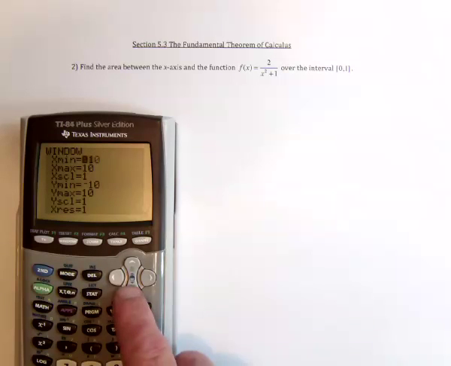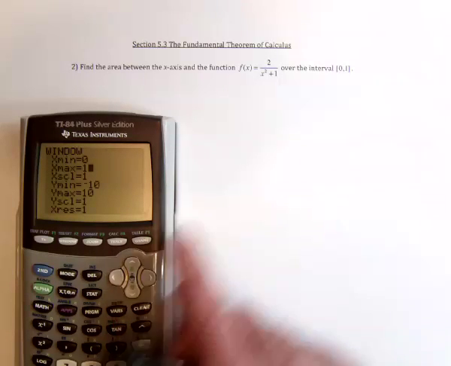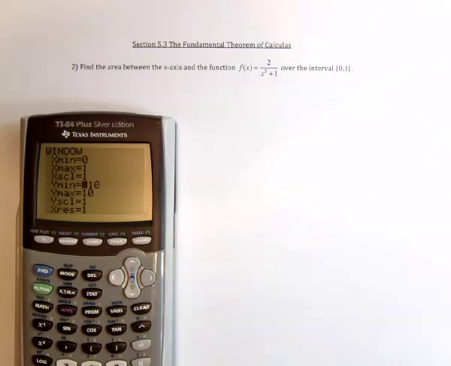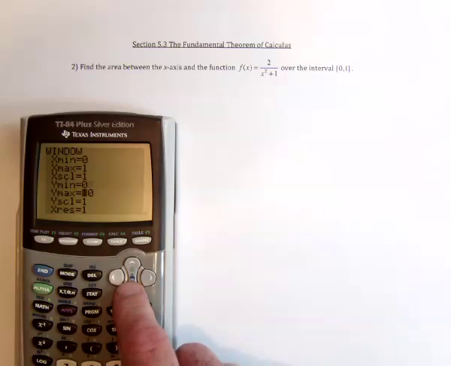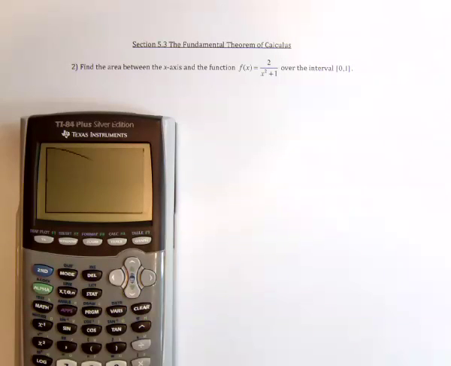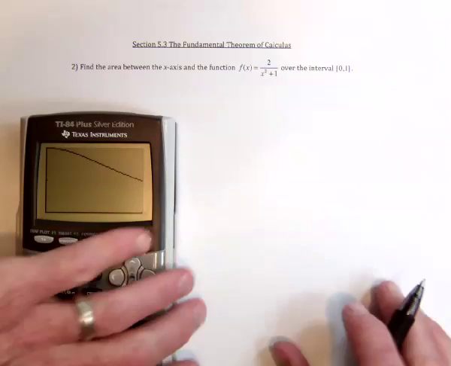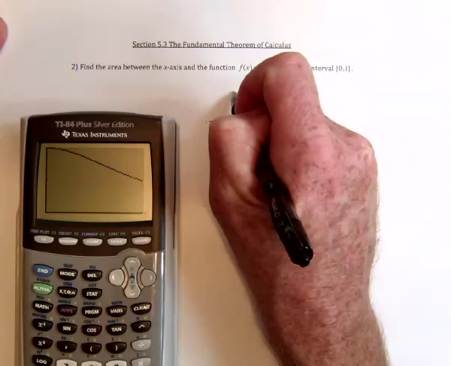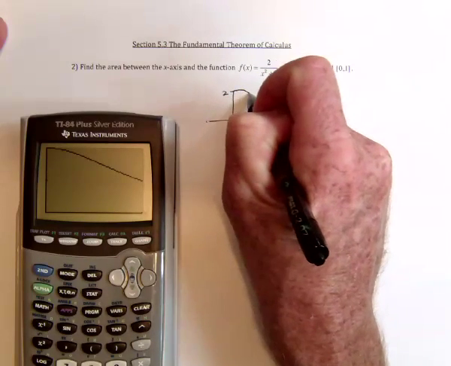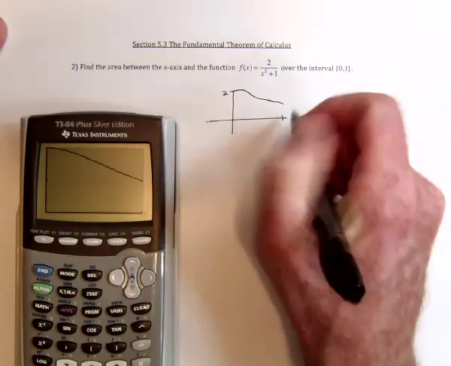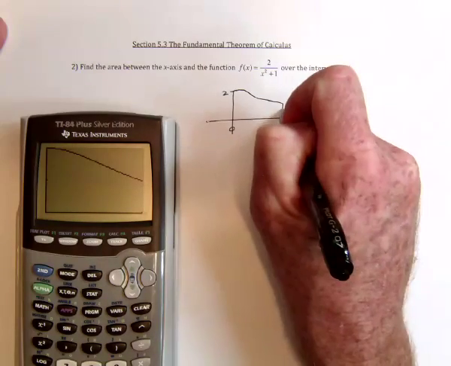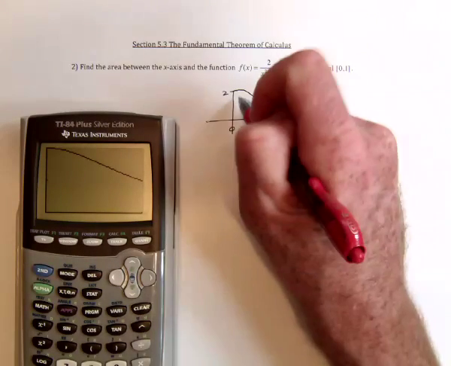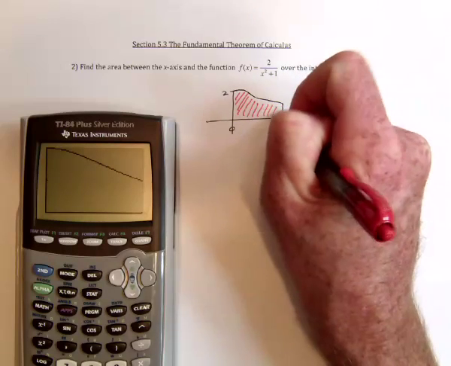On the interval from 0 to 1, since it's 2 divided by something, that means that the biggest it's going to be is 2, and it's going to be positive. So 0 to 2 should do it. Okay, so on that interval the function is starting at a height of 2, and then it goes like this. And then find the area between the x-axis and that function.